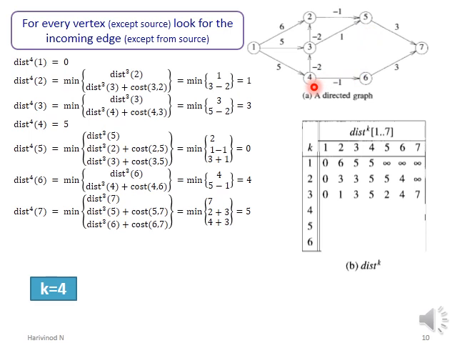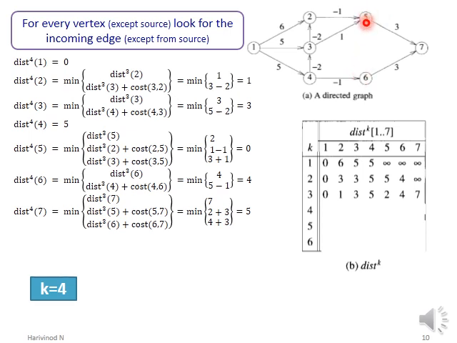Incoming edges from 4, its value is 5. Cost 4 to 6 is minus 1. So we have 4. Distance of 7, the earlier value is 7. It has 2 incoming edges, 5 and 6.